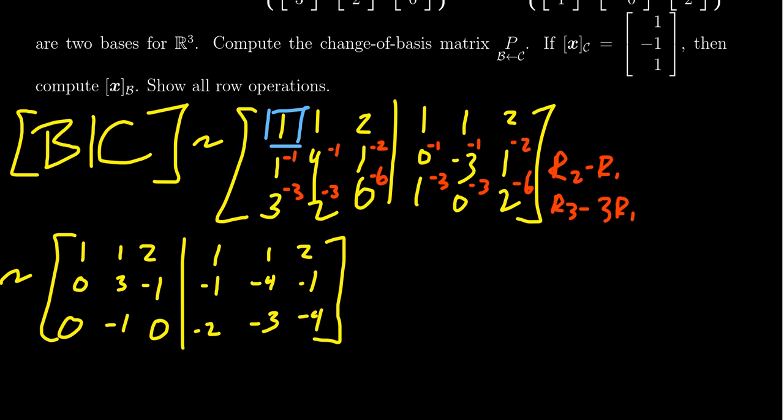So with that in mind, notice my new pivot position comes to the 2,2 spot right here. I'd love a 1 there. I could divide by 3, but that would give me fractions I don't want. I can notice that this row right here has a negative 1 there. I could swap the rows around and multiply the new second row by 2 at the same time. That would actually put me in a pretty nice situation for my pivot position. I'd get a 1 there.